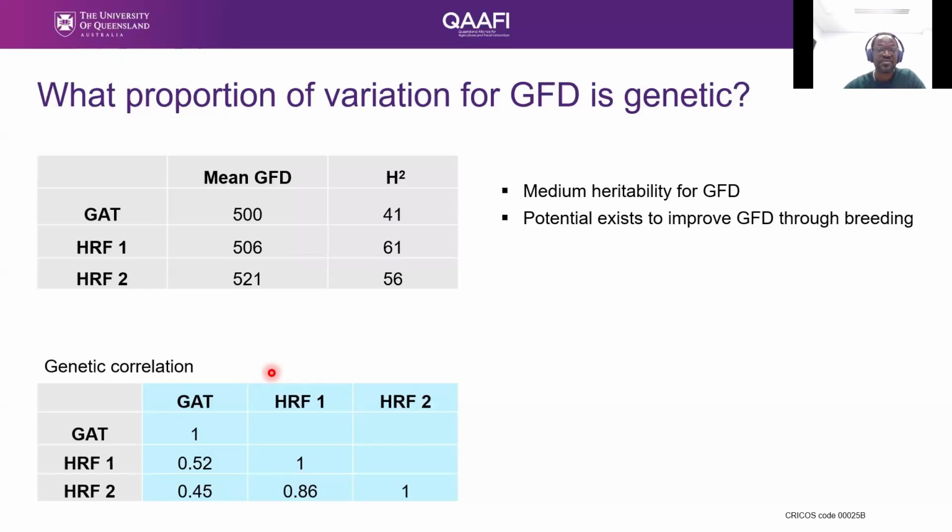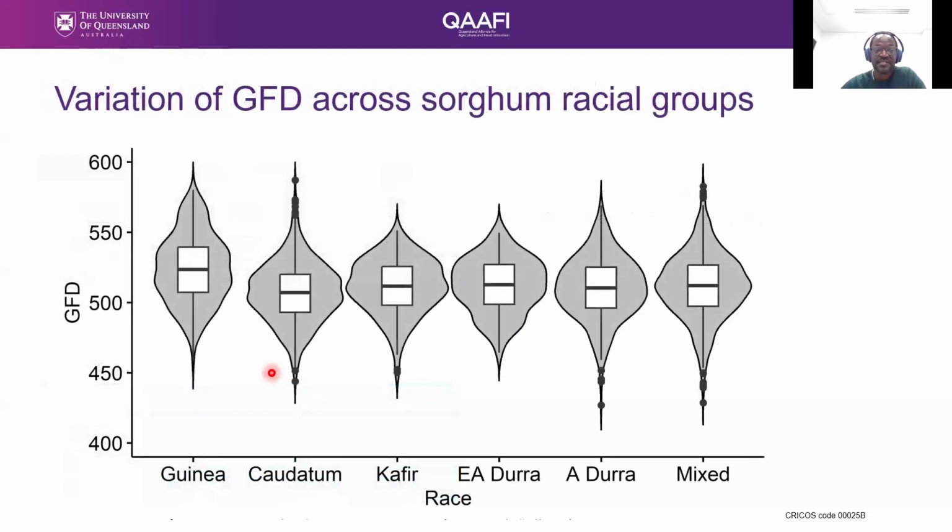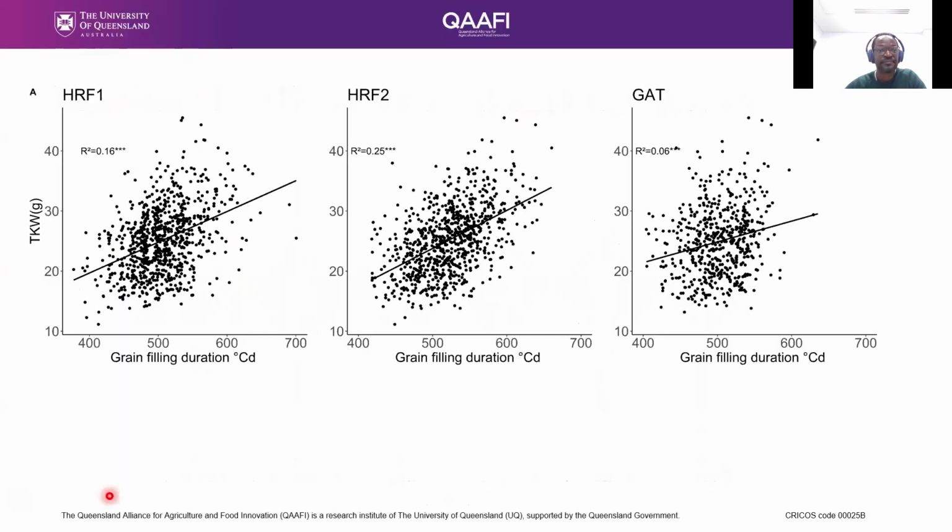We also looked across the different sorghum races, and we show that here there is almost a constant mean for grain filling duration across most of the races. However, for the Guinea race, in all the circumstances and all the environments that we tested, the Guinea race almost always had a higher mean for grain filling duration and had genotypes with longer filling duration than all the races. The Guinea race in sorghum has not been used in the sorghum breeding program yet.